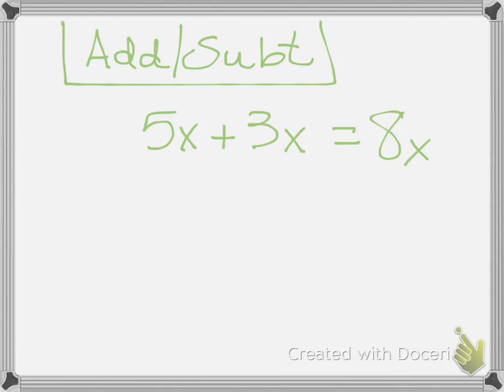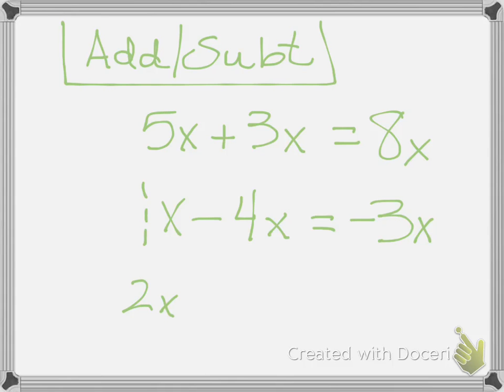Now, what about this one? x minus 4x equals what? Nope. Negative 3x. Thank you for saying negative. Okay. There's a 1 hiding right there. All right. What about this one? 2x plus 5y. Nothing. You can't do it. Why not?